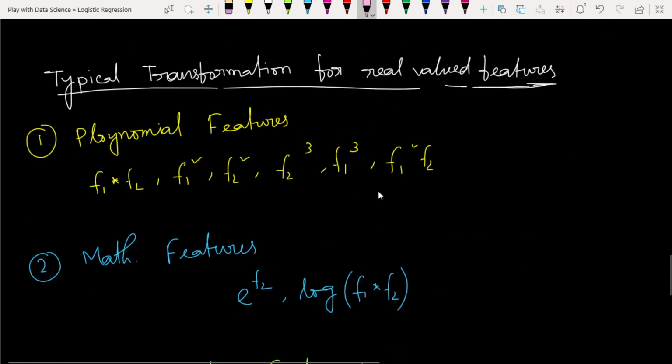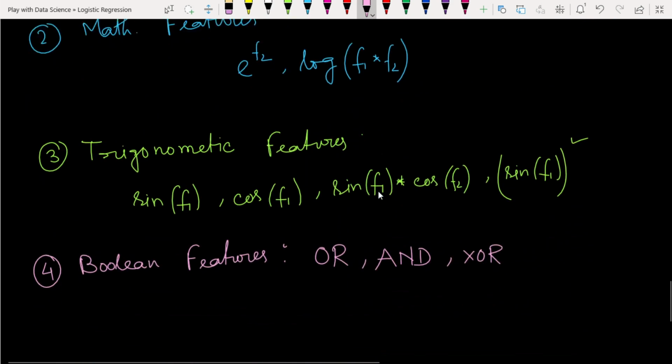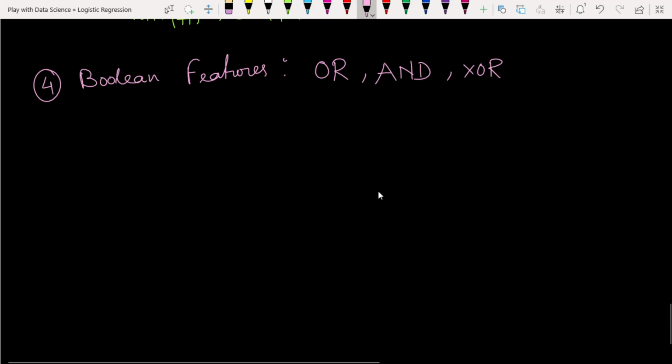Mainly these typical feature transformations are commonly used in daily life. But there are various other kinds of feature transformation. It is used based on your problem. It depends totally on what kind of problem you are working on.